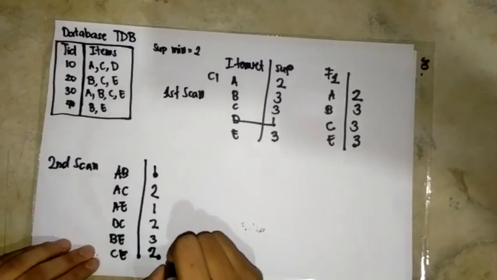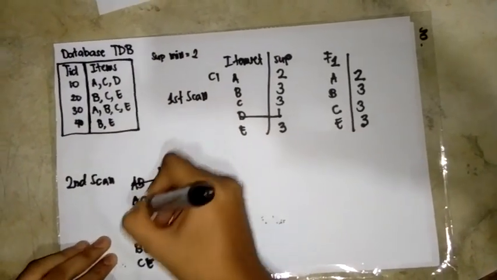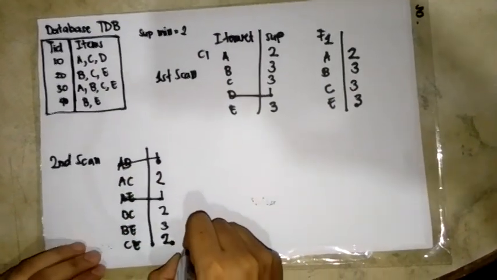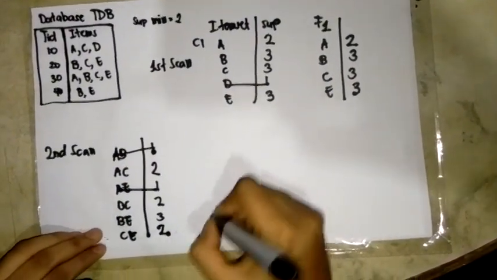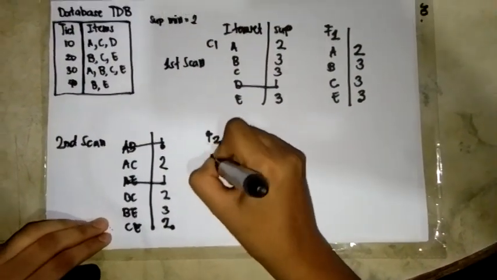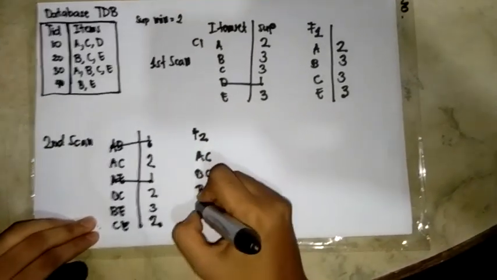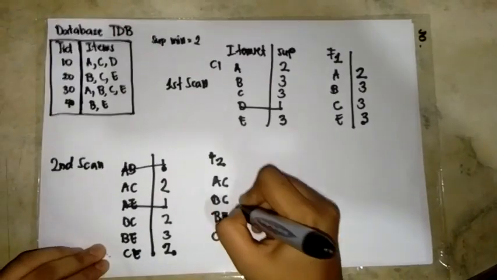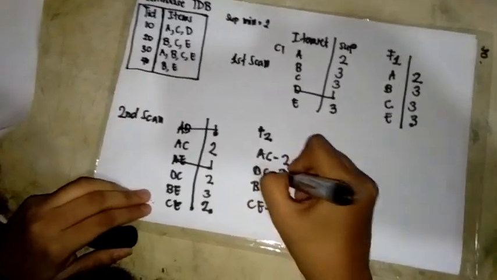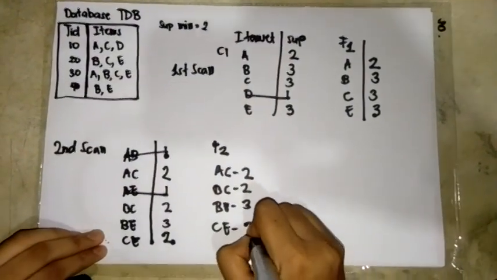So let's see what are the frequent items. Let's prune AB and AE because they don't pass the minimum support, so the frequent items are AC, BC, BE, and CE. AC has 2, BC has 2, BE has 3, and CE has 2.